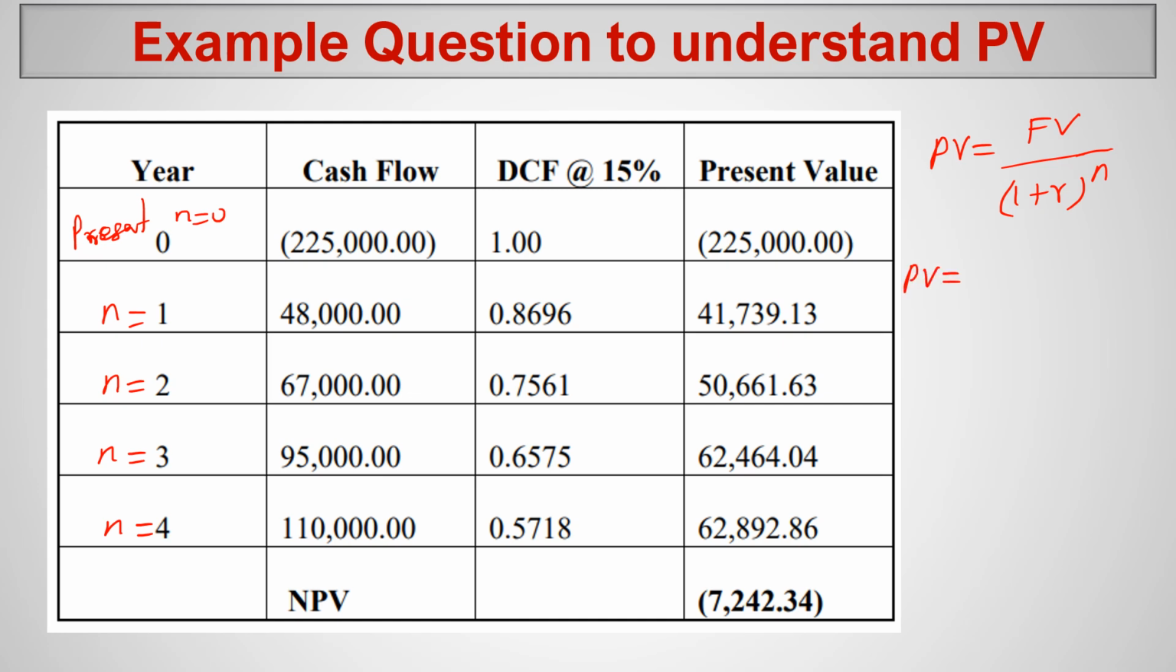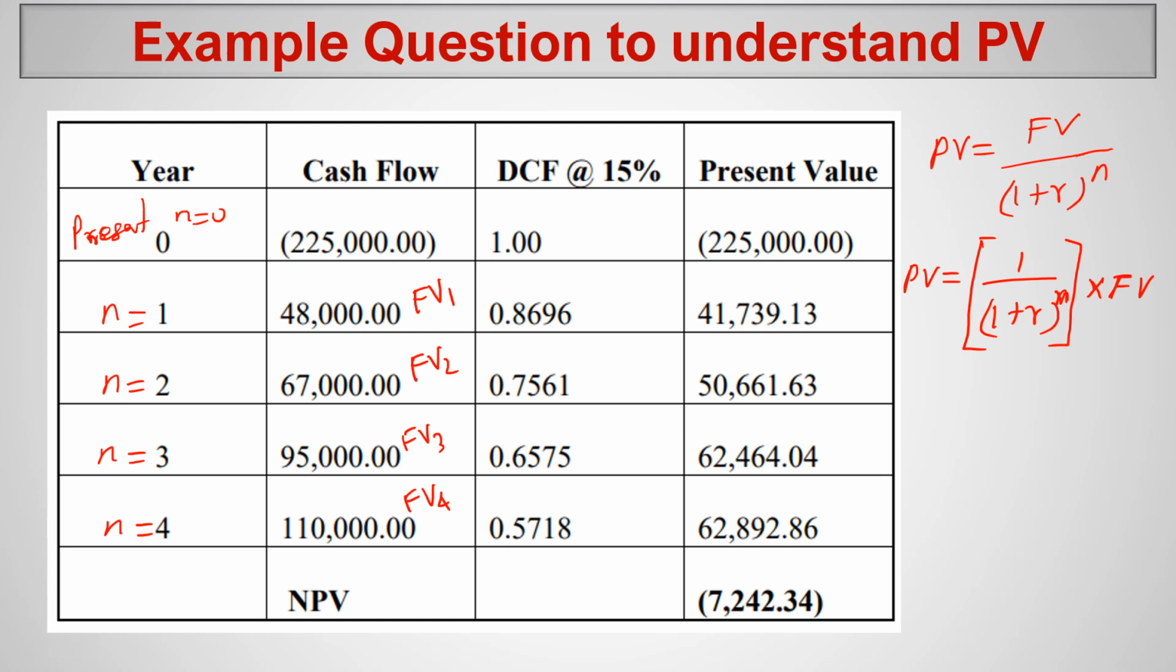How am I going to factor it? I'm going to use 1 over 1 plus r to the power n. This is one factor. I'm going to put it in a big bracket and multiply by future value. So it means I'm going to simplify this equation. Every time the future value is given. This is the future value for the first year. Future value FV1, FV2, FV3, FV4.